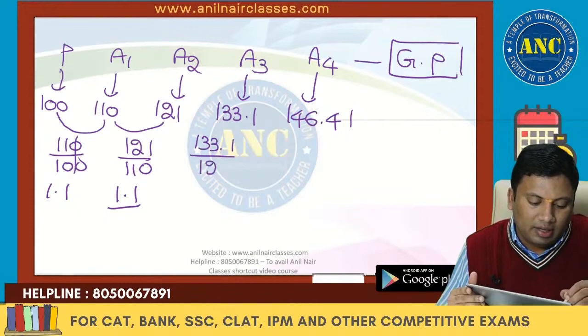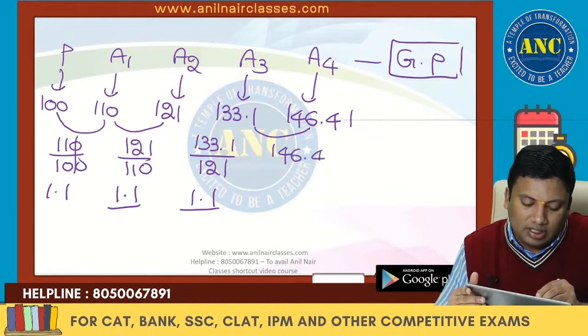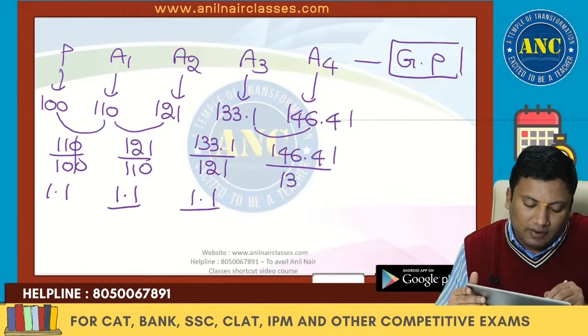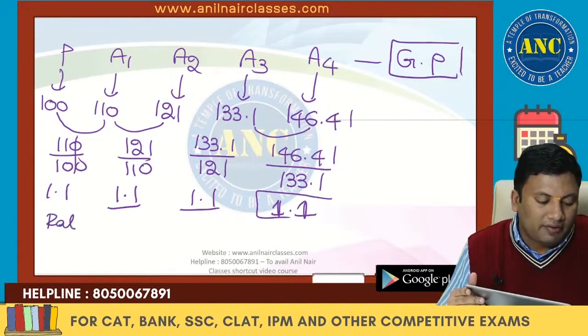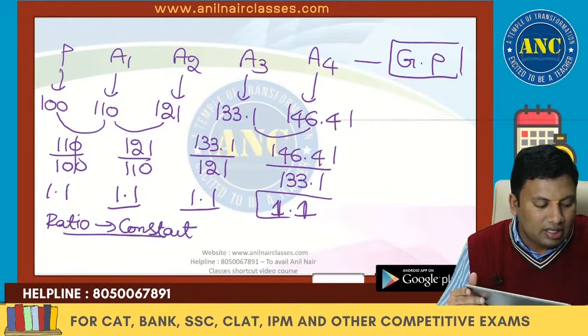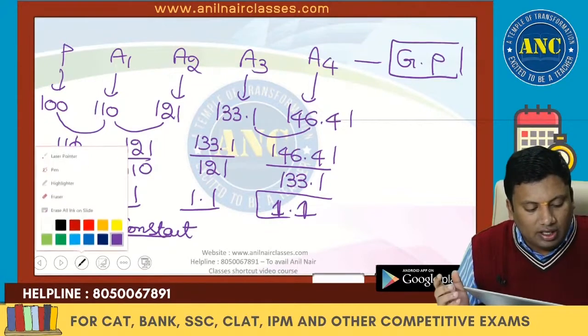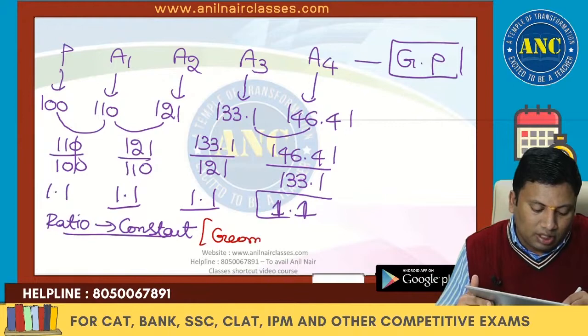133.1 divided by 121. Again, it is 1.1. Ratio is constant. 146.41 divided by 133.1. It is 1.1. The ratio between A1, A2, A3 is constant. If the ratio is constant, that means the series is in which progression?